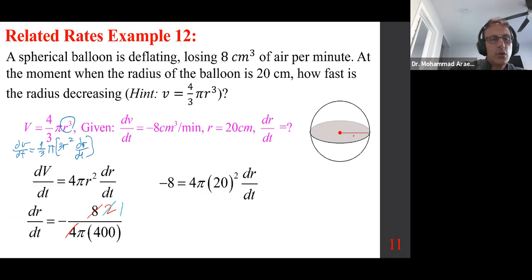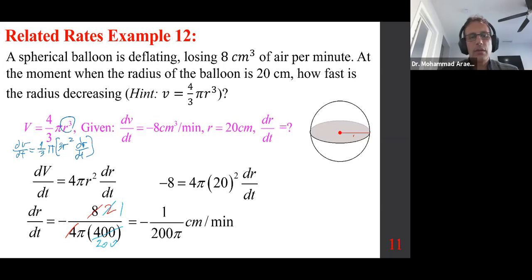Two changes to 1. 400 to 200. This is the precise answer, 1/200 pi centimeters per minute. Pay attention to the units. The units must always work. You're done. And don't forget the negative sign here. Minus 1/200 pi centimeters per minute.